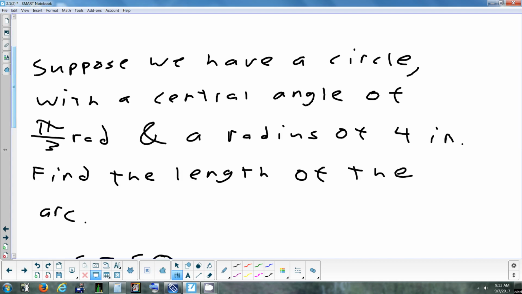Would pi remain in the answer? It is possible that pi would be in the answer, yep. If they want you to round to 2 decimal places, that'll be written on the test tomorrow.